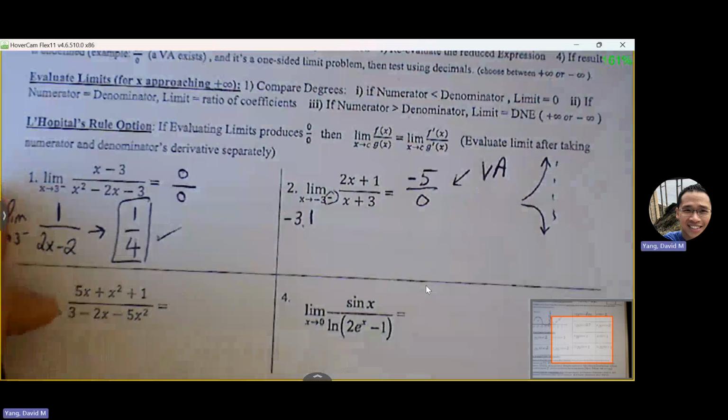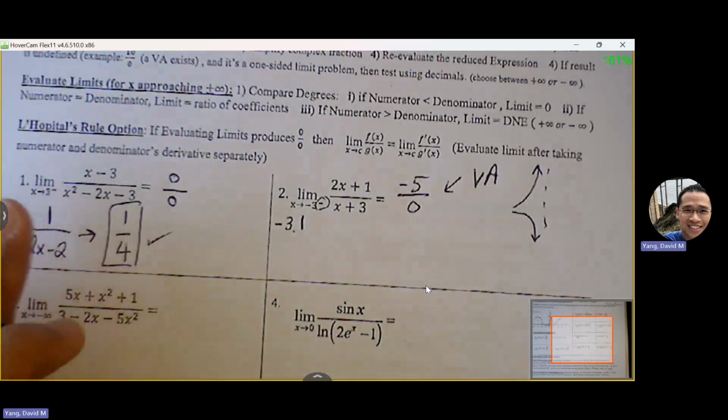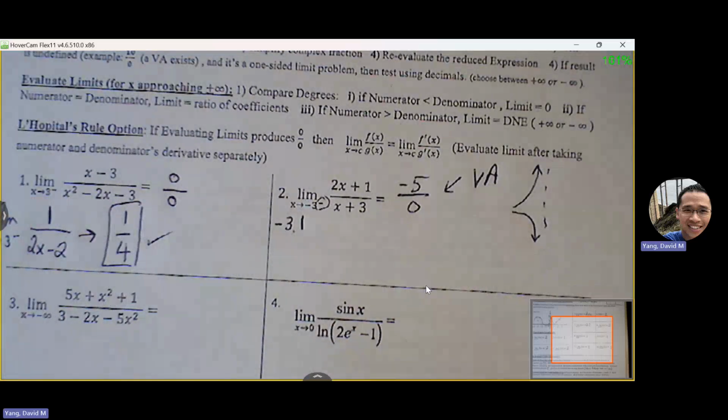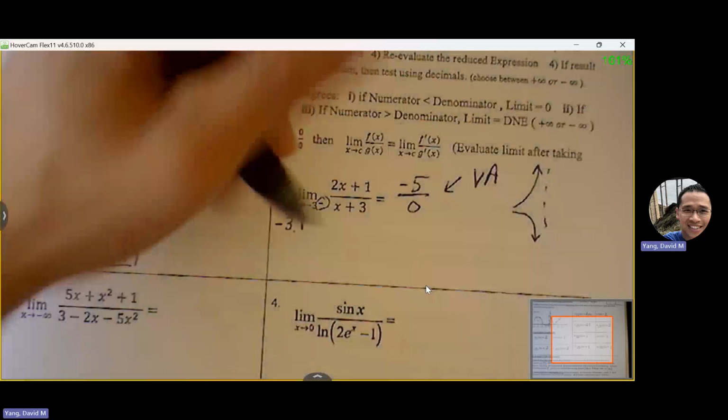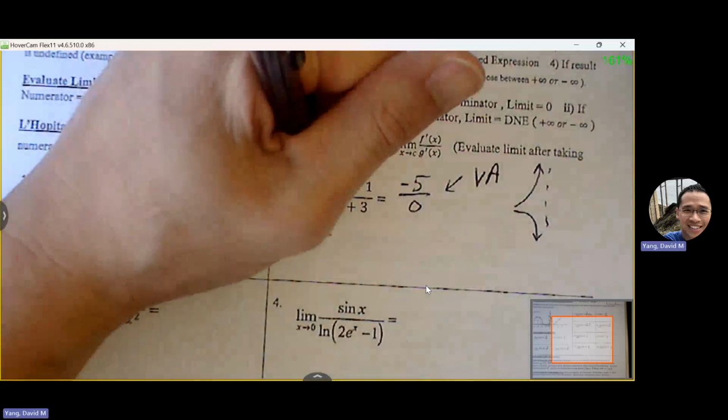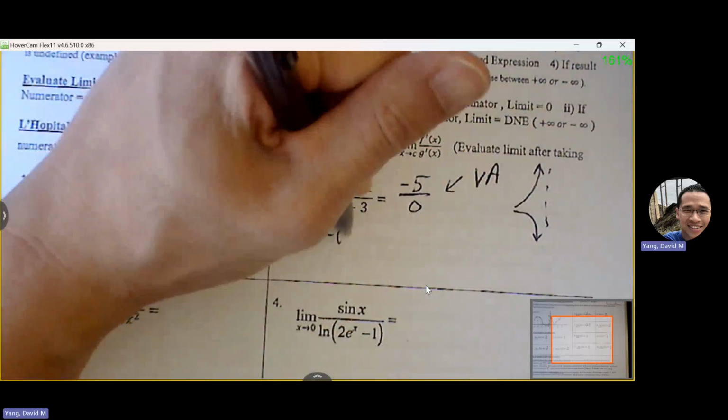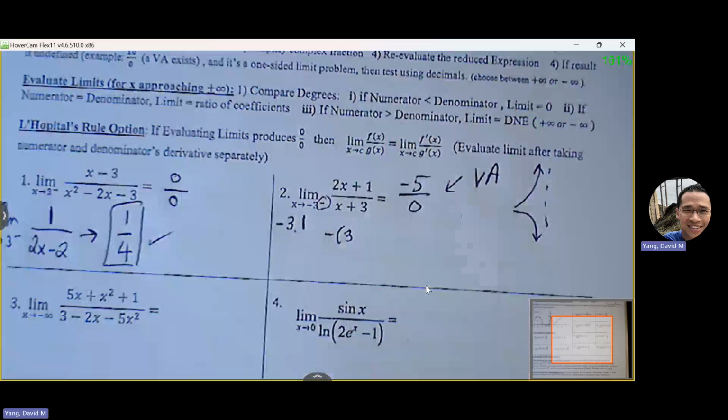3.1, right? So if you're doing within the 10th, that's usually close enough for us to determine where the graph is headed. So plug -3.1 in for x. We don't care about the decimal value. We just care whether it's positive or negative.